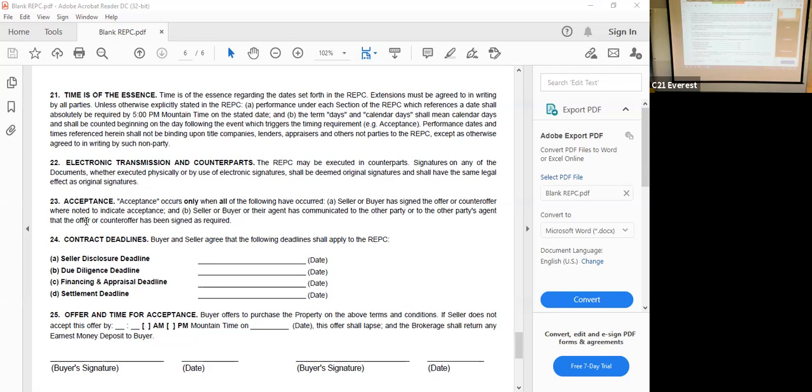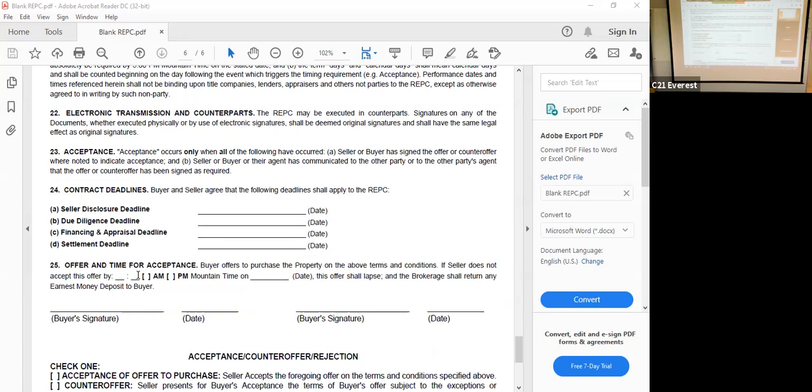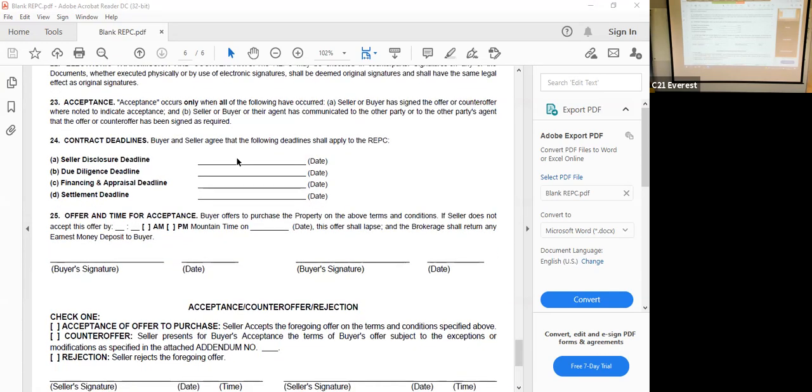Okay, the last part, section 24. People often ask me what dates they should put in here, and I'm here to say nothing is set in stone. There isn't only one perfect way, but what we see often is a timeline of 3 to 5 days after acceptance for the seller disclosure deadline. 5 is probably a little long; 3 to 4 is probably more realistic. And keep in mind, in today's market, these dates are getting shorter and shorter. I'm talking about a normal market, not a crazy market.